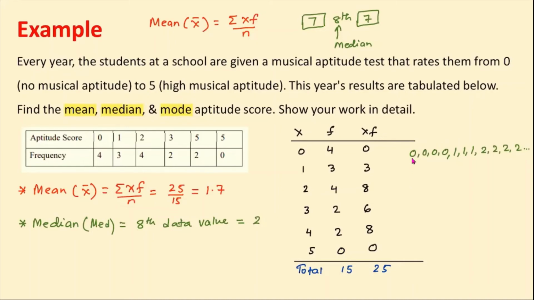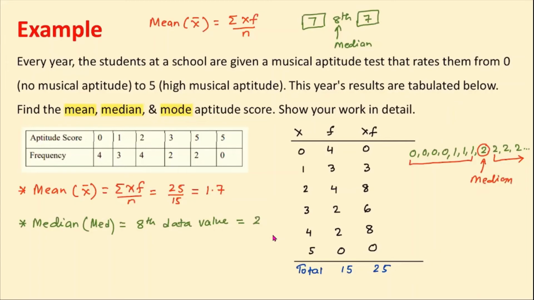So now we count: 1, 2, 3, 4, 5, 6, 7, 8. You can see that in the 8th position, we have 2. The value in the 8th position is the median. You have 7 data points on this side, counting 1, 2, 3, 4, 5, 6, 7, and you will have the remaining 7 on the other side. The value that is exactly in the middle is the median. That's why the median is the 8th data value, which is equal to 2.